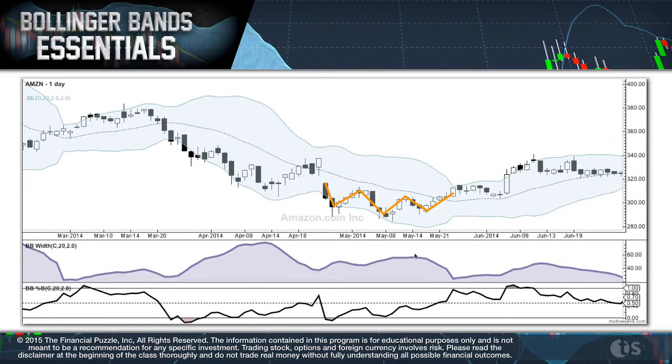Take a look here, and I'll show you how this one's set up. So the first push is outside the lower band. The second push comes up here, or I should say the bounce comes up here, almost hits the 20 period, and then it pushes again.